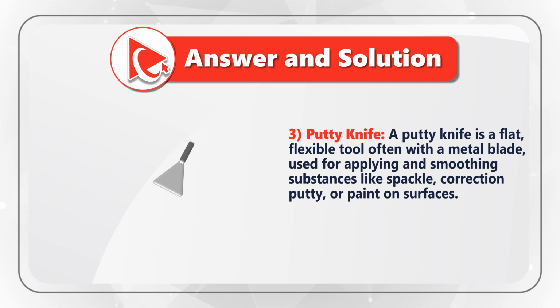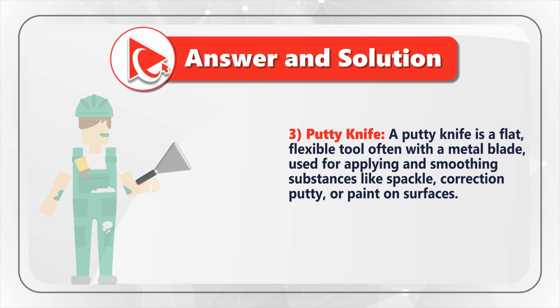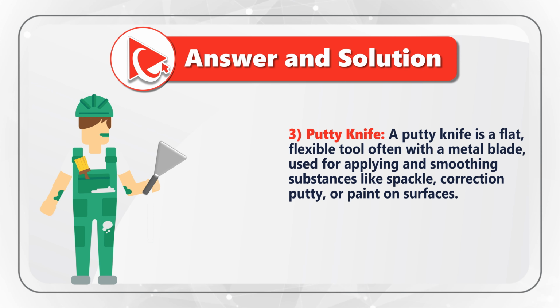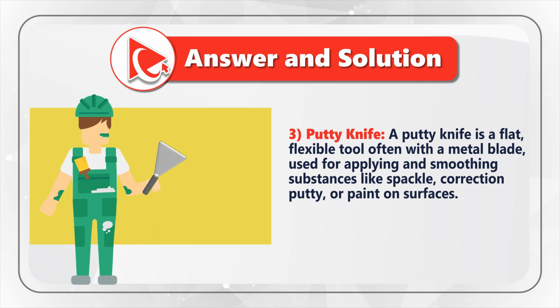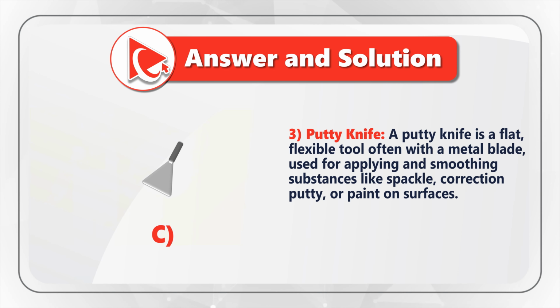I think description 3 matches putty knife. And the putty knife is a flat, flexible tool, often with a metal blade, used for applying and smoothing substances like spackle, correction putty, or paint on surfaces. And description 3 matches choice C.